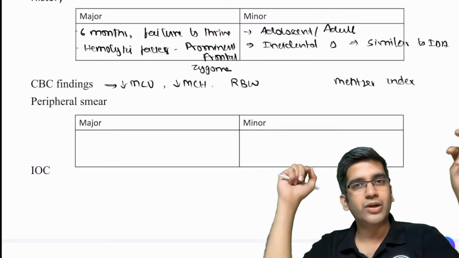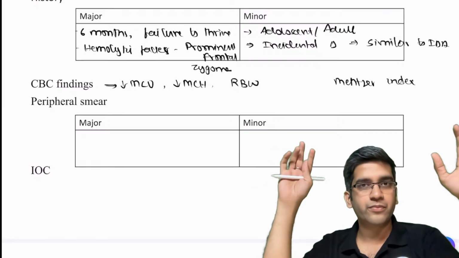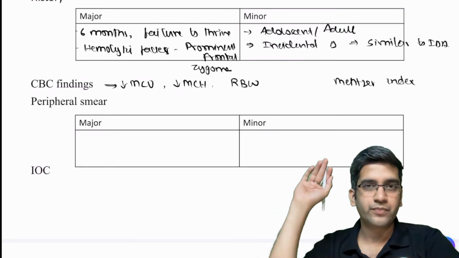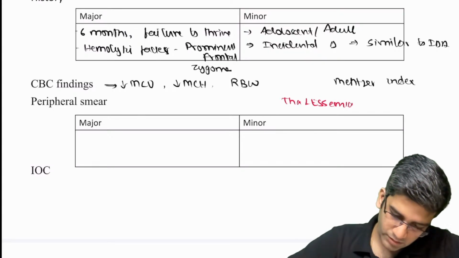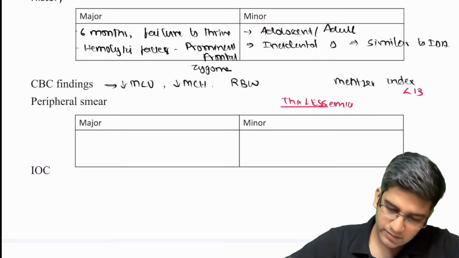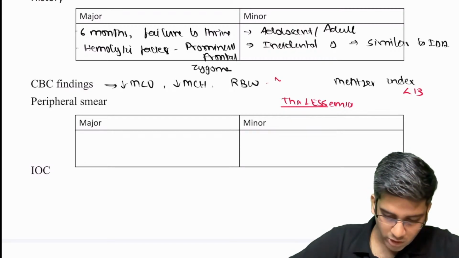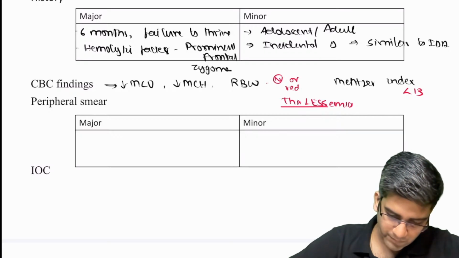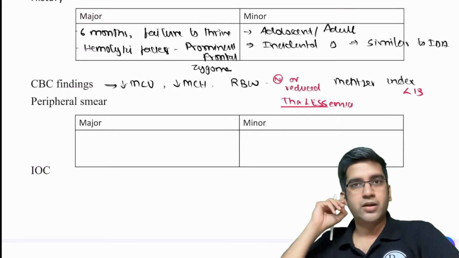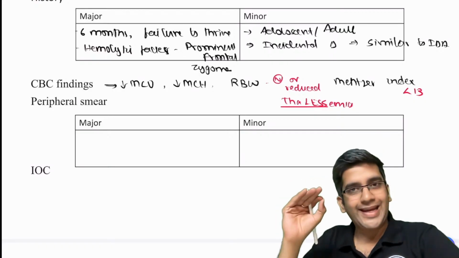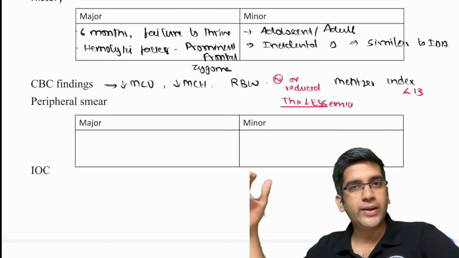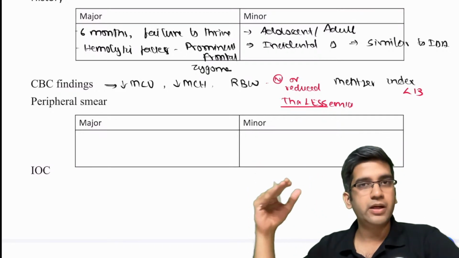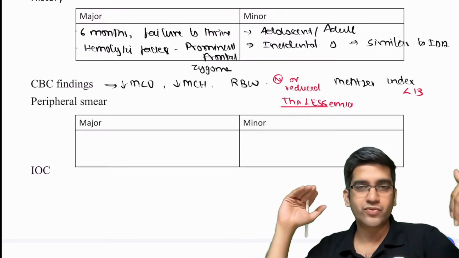At the final moment, whatever said and done, there's an easy way to remember it. It's thalassemia, right? So both will be less. Mentzer's index is less than 13. RDW will be normal or reduced. Again, it's less, right? Lower RDW, narrow RDW, and Mentzer's index less than 13. RDW will be elevated or wider in case of an iron deficiency anemia, and Mentzer's index will be more than 13 in case of an iron deficiency anemia, right?